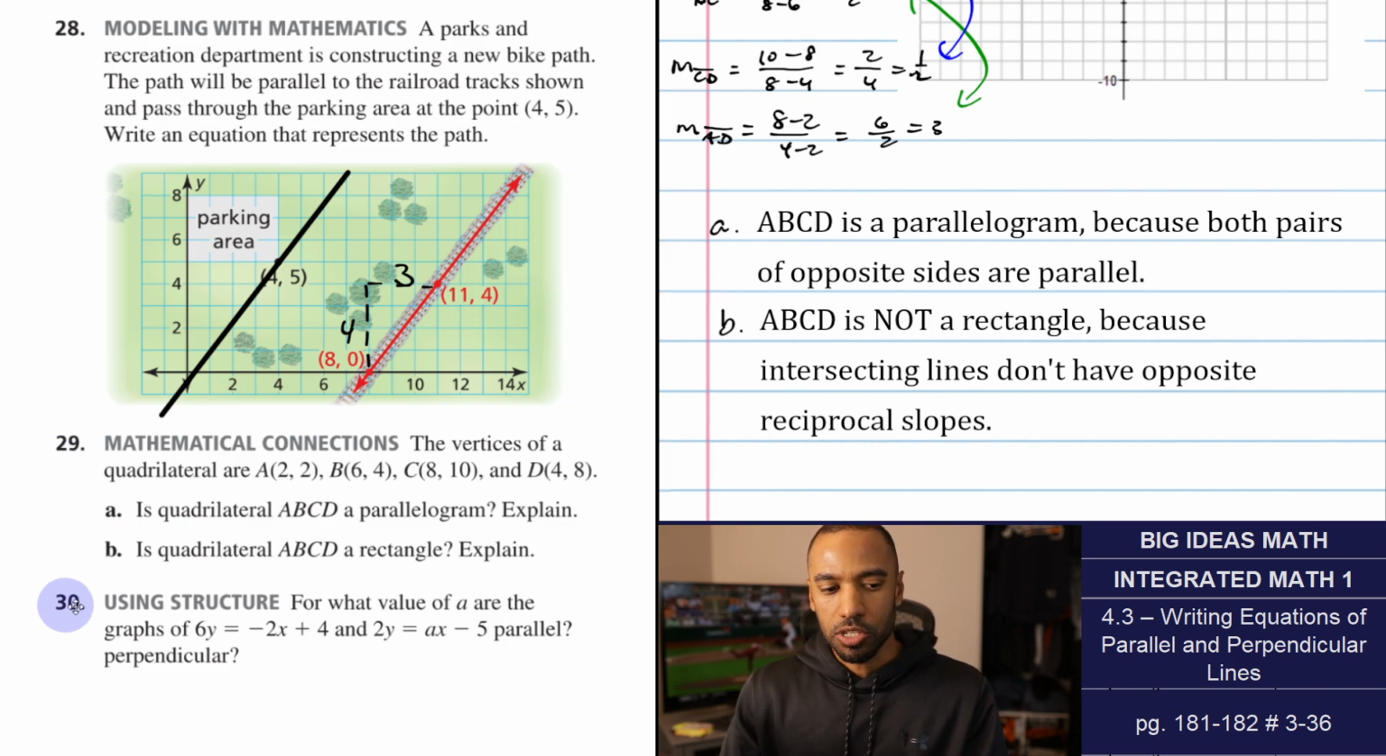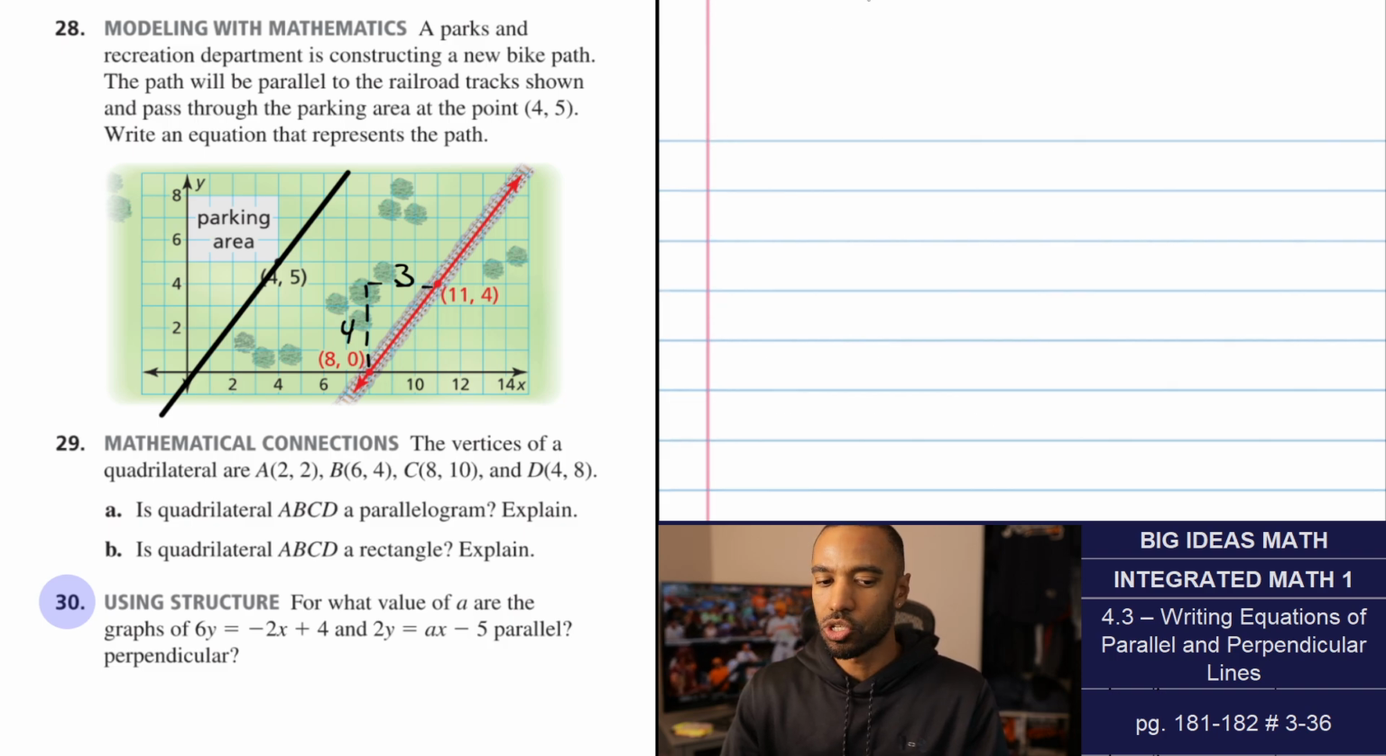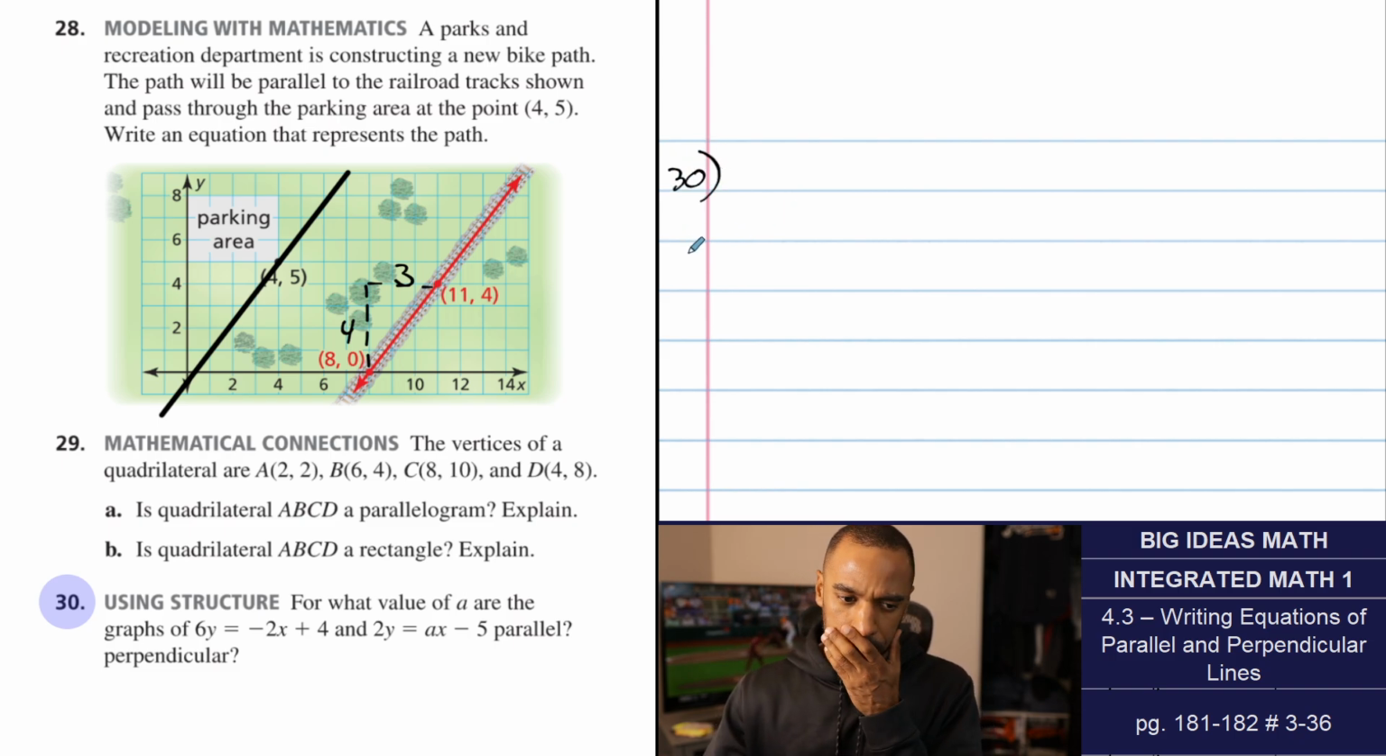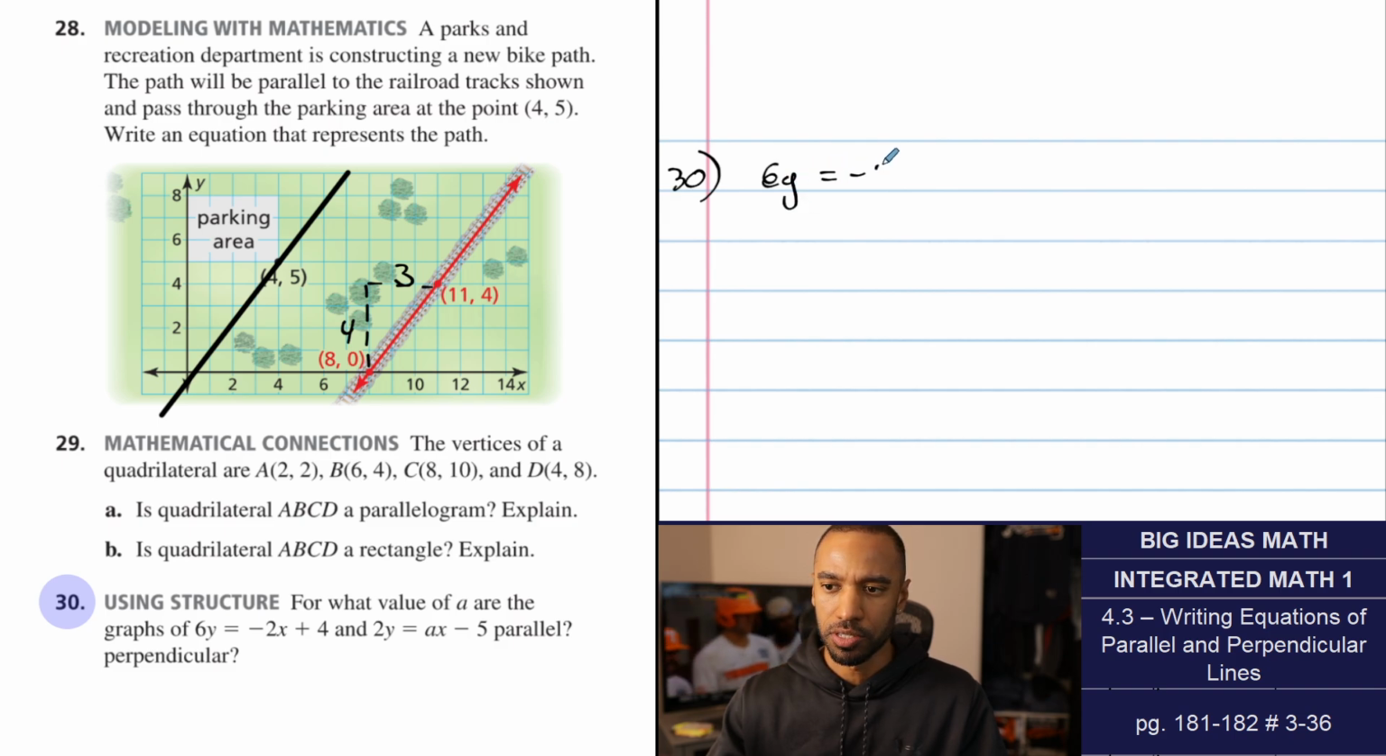Number 30, using structure. For what value of a are the graphs of 6y equals negative 2x plus 4 and 2y equals ax minus 5 parallel? And for what value are they perpendicular? So it's two different questions. Here's what I want to do. I want to solve for y in both equations, find out what the slope is as far as I can.